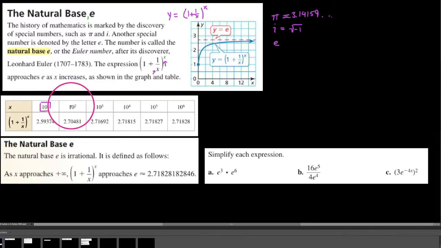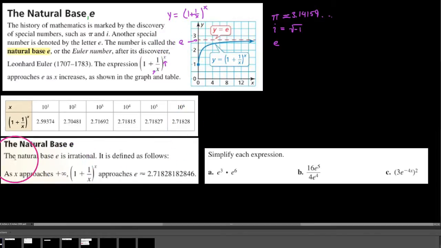But as we plug in bigger and bigger numbers like 10 squared or 100 or 1,000 or 10,000 or 100,000 or a million, the value of this overall expression gets closer and closer to about 2.71828. So if we were to go out to the right on this graph, as x gets larger and larger, what we're really approaching is this value of e.